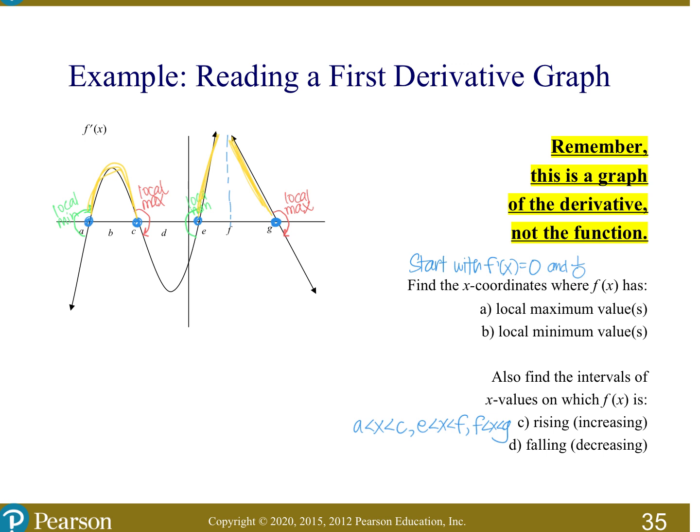Our falling intervals are anything below the x-axis. So anything less than A is below the x-axis. Anything from C to E is below the x-axis. And anything greater than F is below the x-axis as well. So that'll be our falling or our decreasing section.